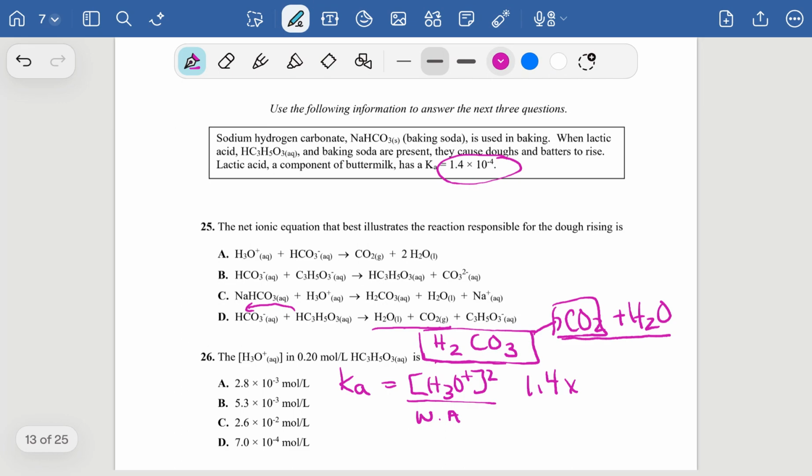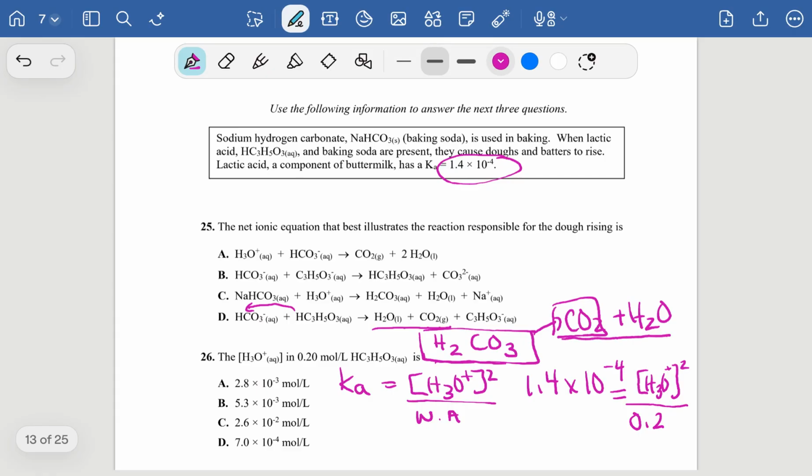It's taking a while here. There we go. And that's going to equal our hydronium concentration, which we're trying to find. And this is squared, by 0.20 moles per liter. So we're just solving for hydronium. So we'll multiply that weak acid up and then take the square root of the whole thing. And when we do that, we'll see that our answer is going to be B.